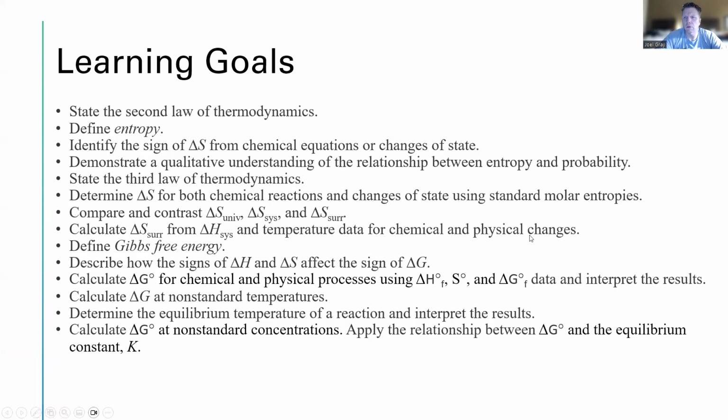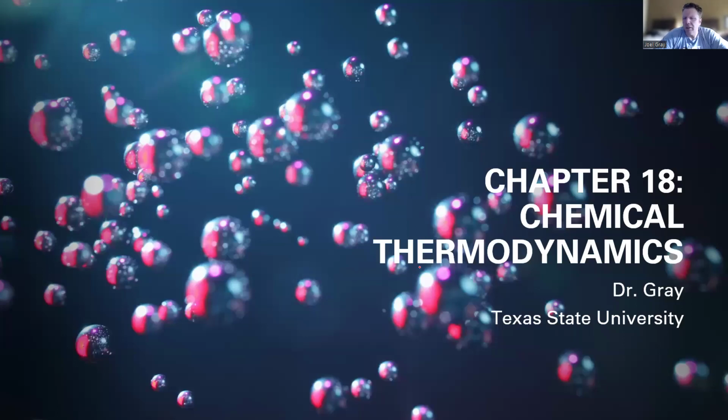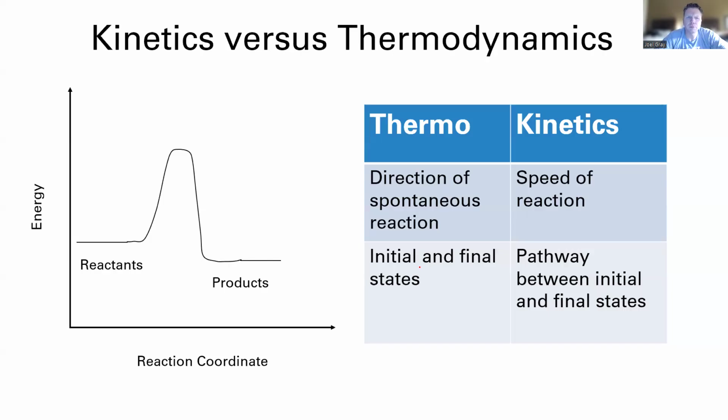So we've got a lot going on with this chapter. We got to know some laws of thermodynamics, entropy, entropy of a system, entropy of the surroundings, and then we're going to get into this rascal right here, Gibbs free energy. And then we're going to be comparing delta H enthalpy, delta S entropy, and delta G, which is Gibbs free energy. But with that said, this is chapter number 18, chemical thermodynamics.